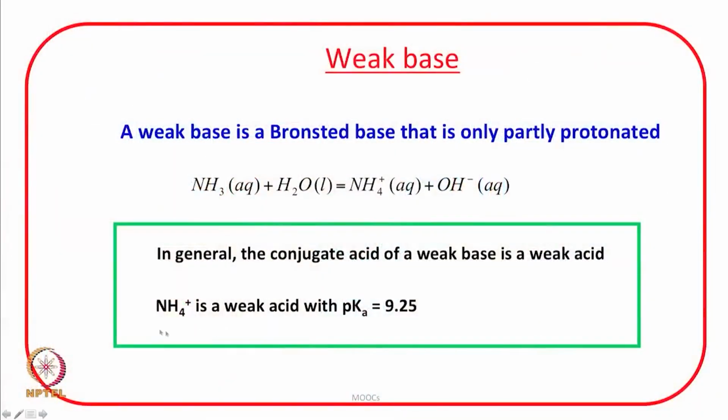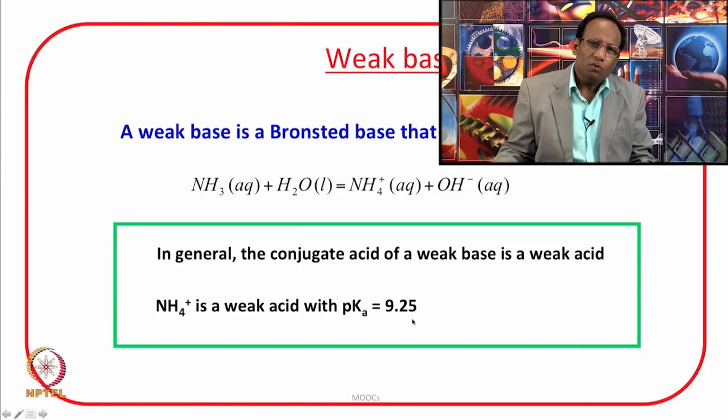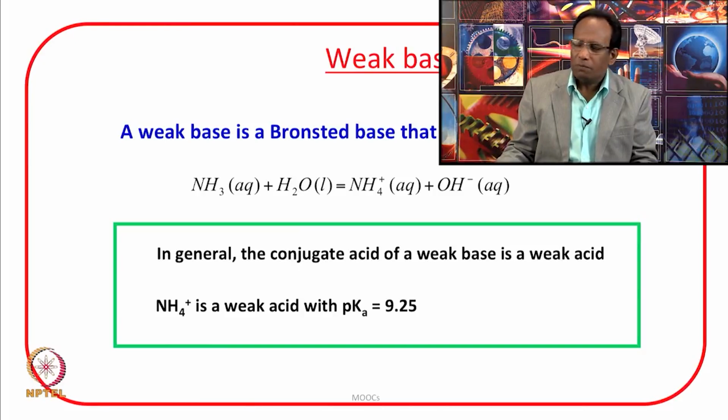Now, let us look at the next comment. NH4 plus, the ammonium ion, is a weak conjugate acid of ammonia, and if the acid is very weak, that means the pKa value is going to be high. That is why pKa of ammonium ion is equal to 9.25. This is how the data on pKa values should be interpreted.